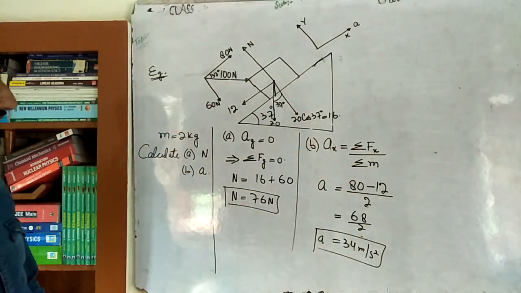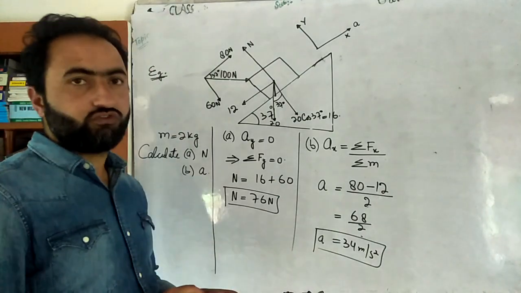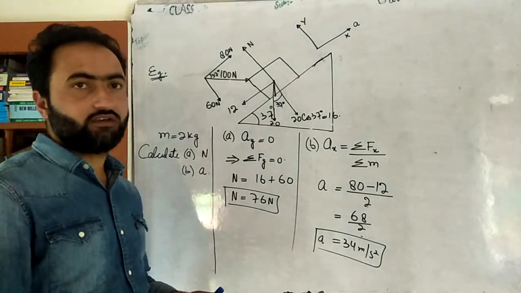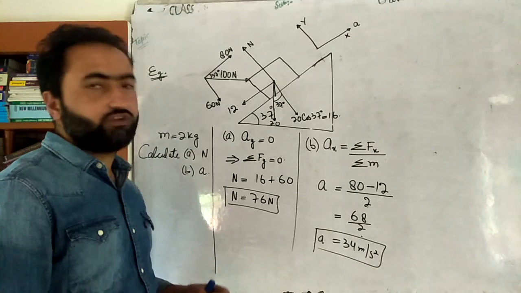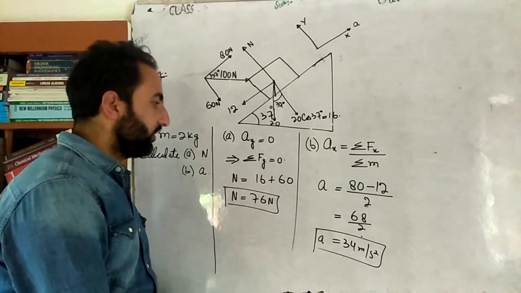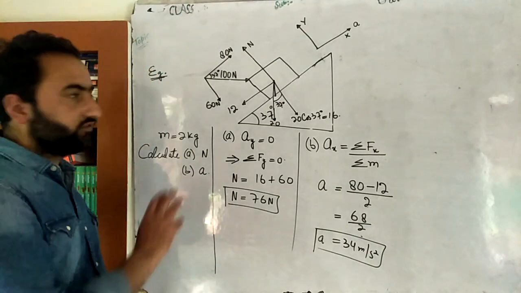Okay beta? Simply what you have to do is this: identify all the forces. Don't resolve those forces which are along the x or along the y, but resolve those which are neither along the x nor along the y. Then proceed accordingly to the problem. Okay, so pause the screen and write it out.